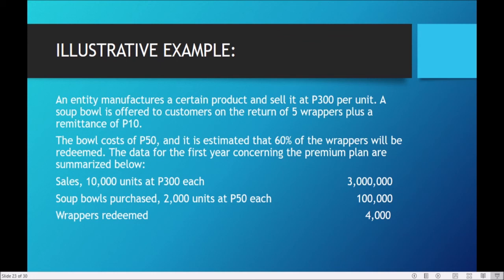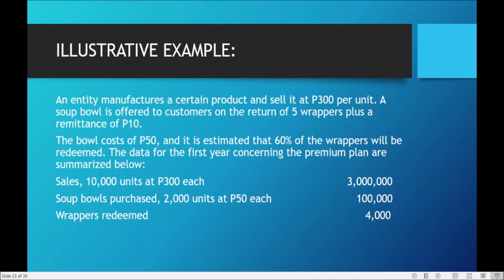Okay. The bowl costs 50 pesos. Importante ha, yung importante ko dito, the 5 wrappers plus a remittance of 5. The bowl cost of 50, and then we estimate that 60% of the wrappers will be redeemed. Importante yung estimate, yung 60%.